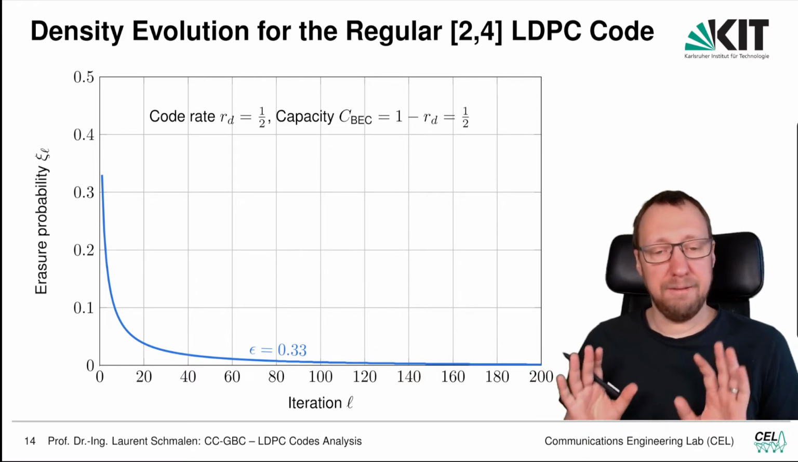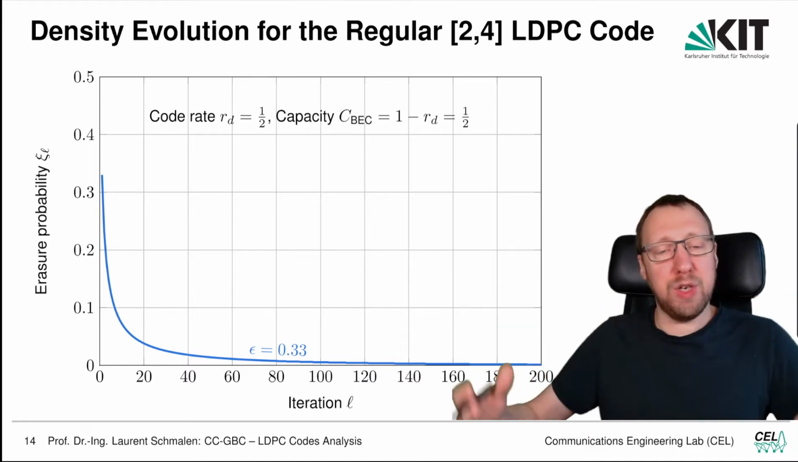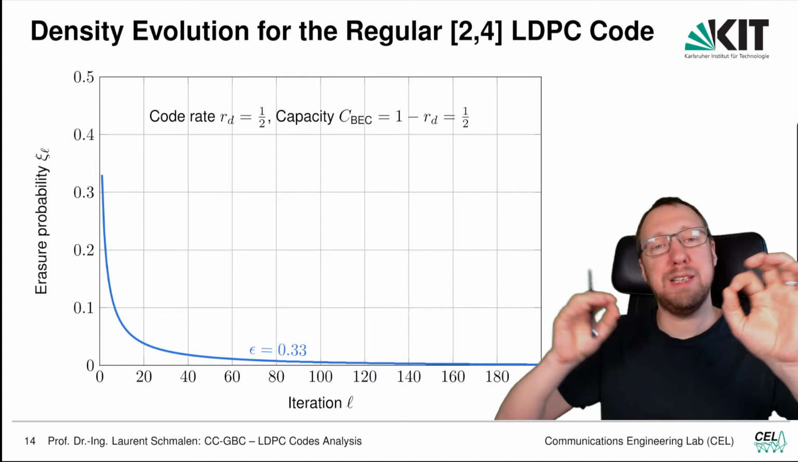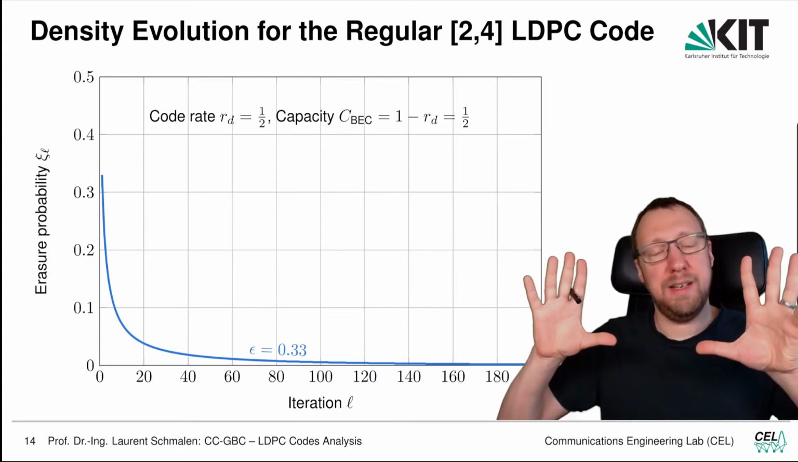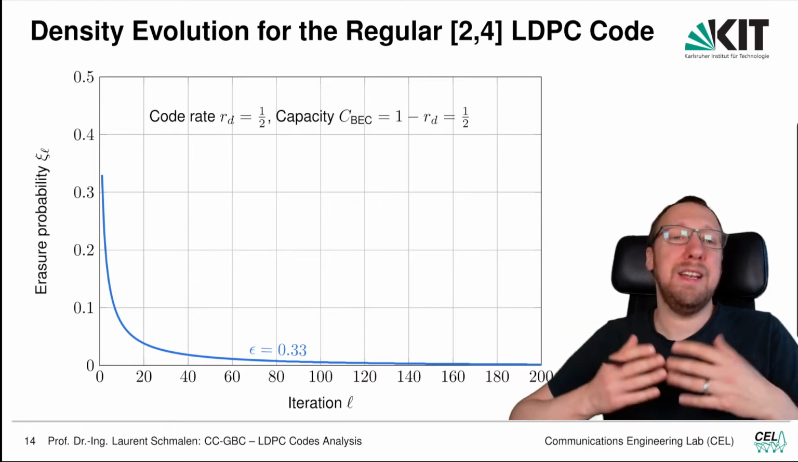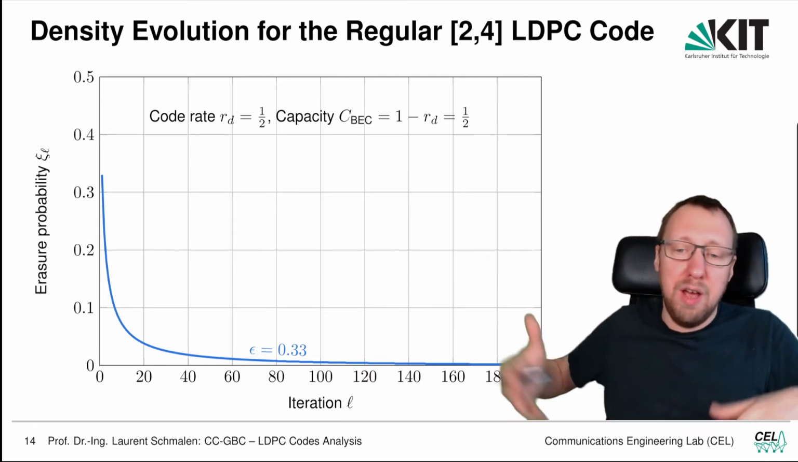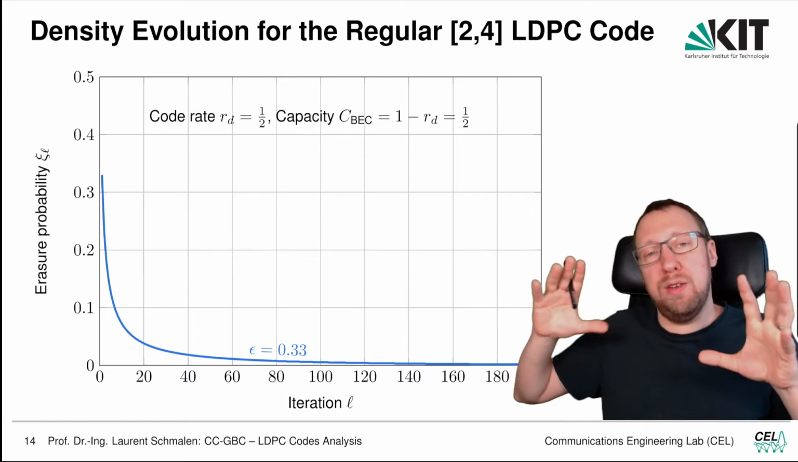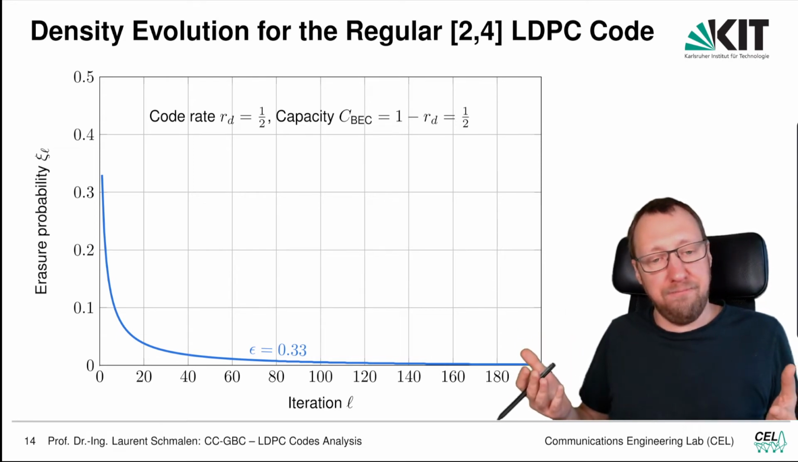So again, this is not the behavior of a specific code. This is the average behavior of an idealized code. So we don't have any specific connections of variable nodes and check nodes. We have a very idealized scenario. And essentially, we assume that the code is infinitely large. We assume the messages are independent, which means we need to have some structure that has no cycles.